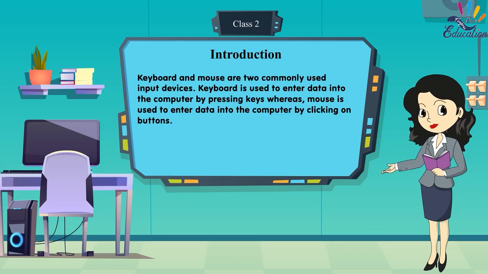Introduction. Keyboard and mouse are two commonly used input devices. Keyboard is used to enter data into the computer by pressing keys, whereas mouse is used to enter data into the computer by clicking on buttons.